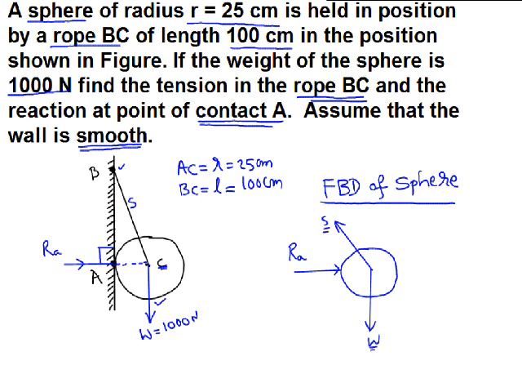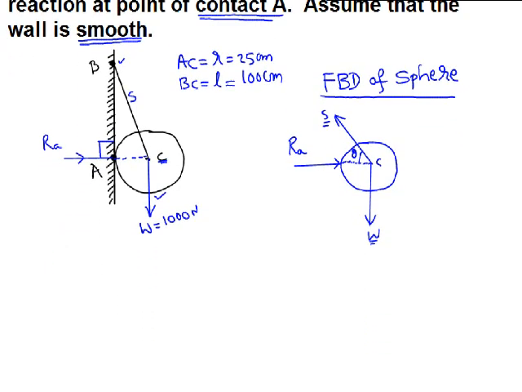Having drawn the free body diagram, we see that two of the forces, W and S, are meeting at one point. Because all three forces keep the body in equilibrium, RA must pass through the center C, where the other two forces S and W meet. It remains for us now to find this angle theta and then apply Lamy's theorem.